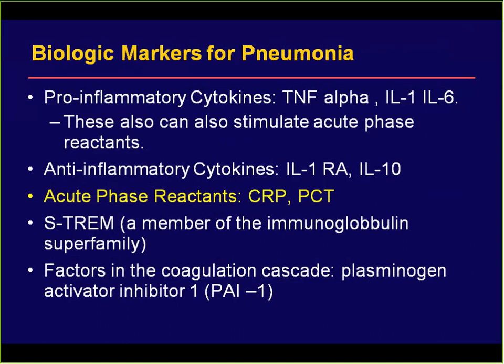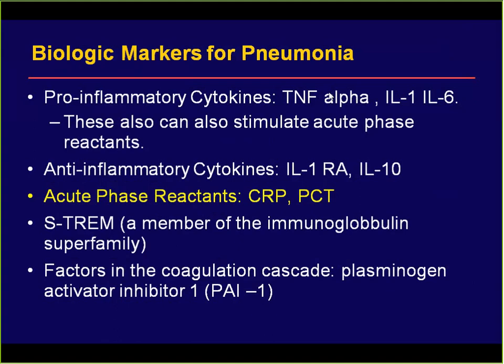So a number of inflammatory markers have been proposed as biomarkers to monitor patients during infection. There are the pro-inflammatory cytokines that are part of the pneumonia and sepsis pathogenesis, TNF-alpha, IL-1, IL-6, and these can also stimulate other acute phase reactants. There are the anti-inflammatory cytokines. And the acute phase reactants, the two that have been studied the most are C-reactive protein and procalcitonin, are the ones that have generally been proposed for clinical practice for monitoring patients with infection.